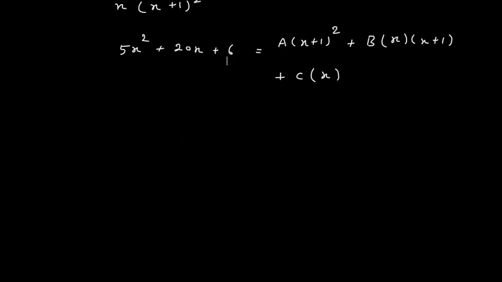Now I will substitute. First I will substitute x as 0. So when we put x equal to 0, we get 6 on the left hand side, and on the right hand side the b and c parts will become 0.